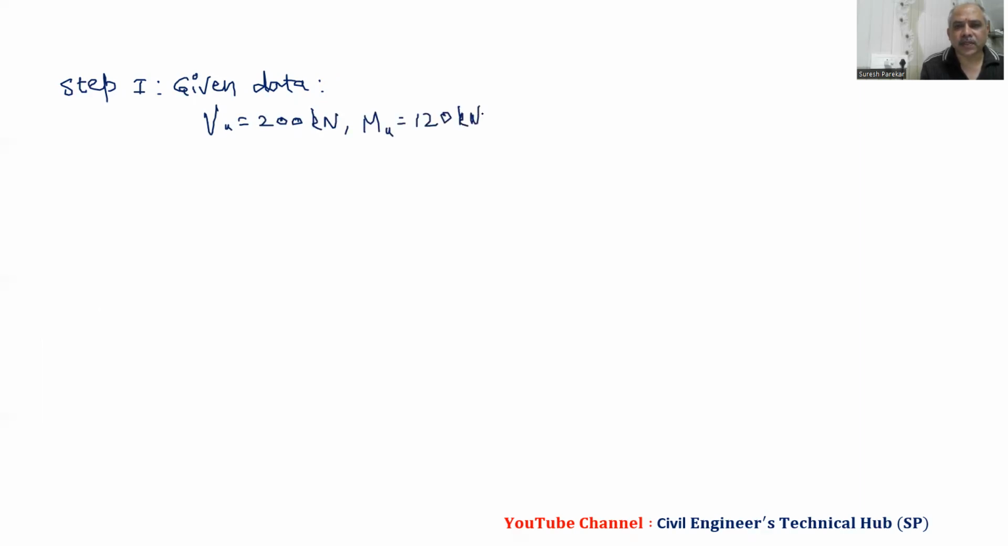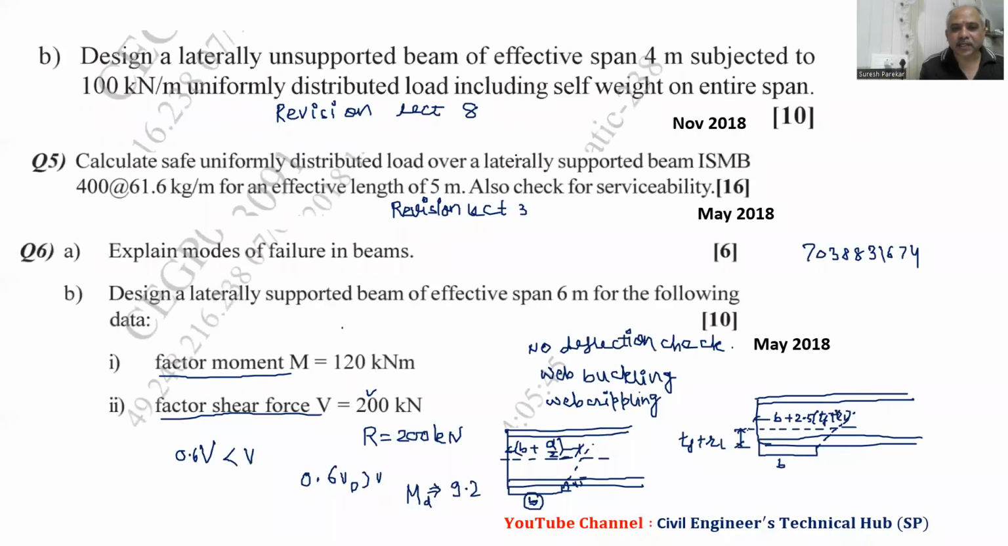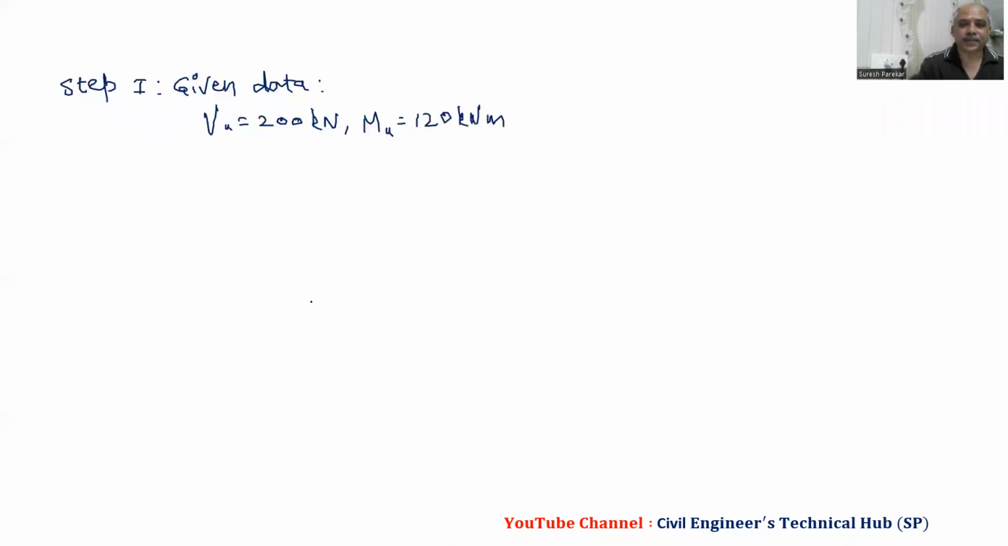Now we will go for this. Step 1, given data. We have VU 200 kilonewton and MU 120 kilonewton meter. You can see the span is mentioned over here. We need not worry about this span because the beam is laterally supported.